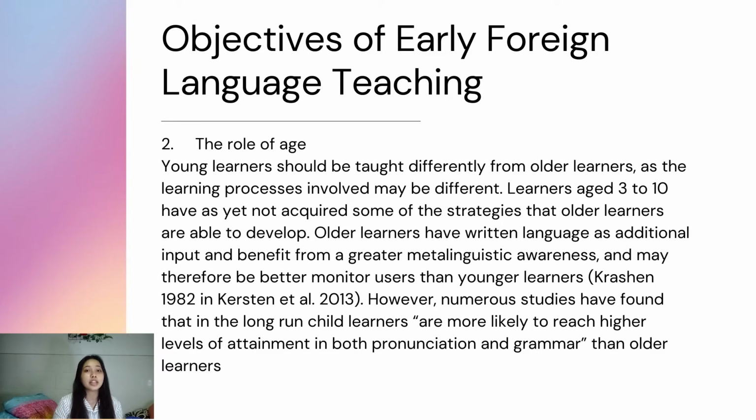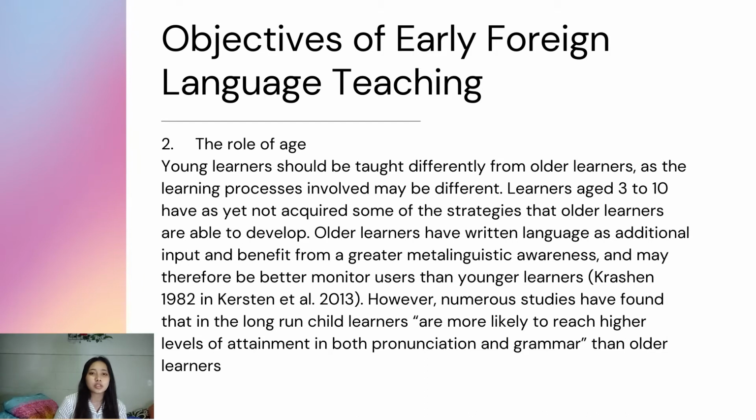The view that young learners learn better or faster than their older peers in general is not tenable. It is no longer possible to accept the view that younger second language learners are in all respects and at every stage of learning superior to older learners. From Singleton and Ryan 2004, page 226. However, numerous studies have found that in the long run, child learners are more likely to reach higher levels of attainment in both pronunciation and grammar than older learners.